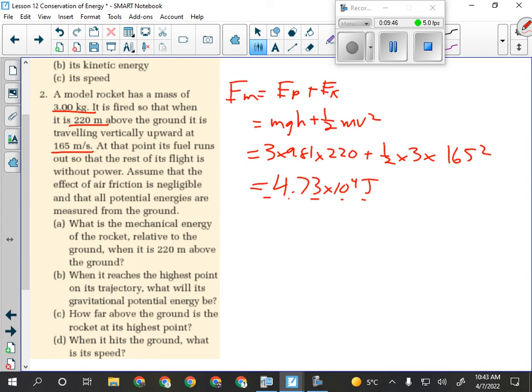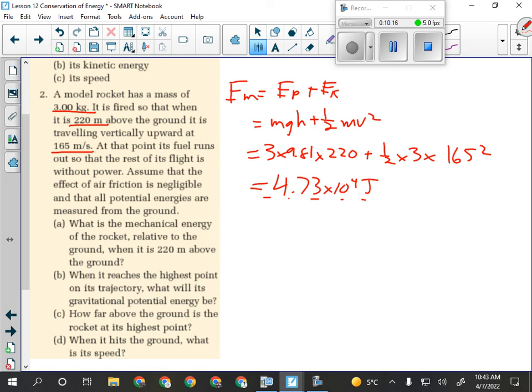Part B, when it reaches the highest point in its trajectory, which is straight up, which is important for this, what will its gravitational potential energy be? So if I've got a rocket going straight up in the air, when it gets to its highest point in its trajectory, how fast is it going? Right, that's why it's at its highest point. It can't go any further. It's going to turn around and fall back. So all of its energy then is potential.